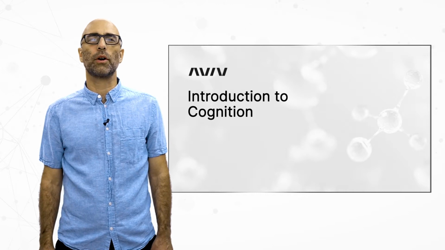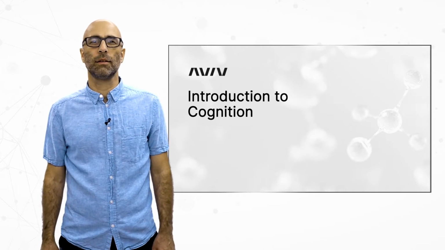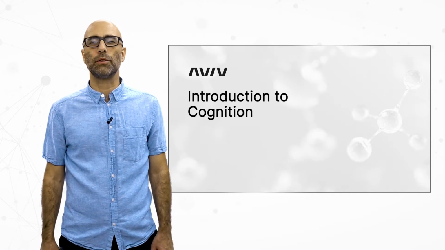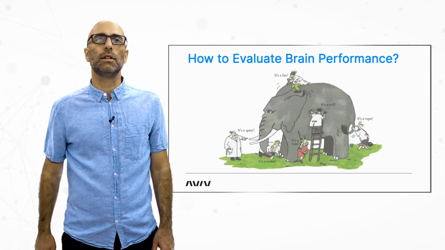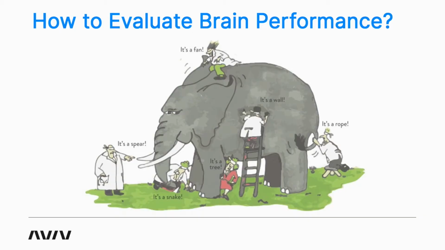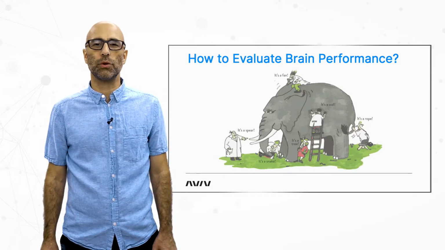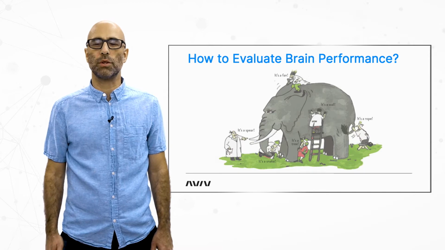Hi, today we're going to talk about the brain, about cognition, how to measure brain performance, how to measure cognition. You can see, like in the story about the blind researchers and the elephant, that there are many ways to approach this task. And wherever you look, and from whatever perspective you choose to study this issue, you will find different answers and different interpretations.